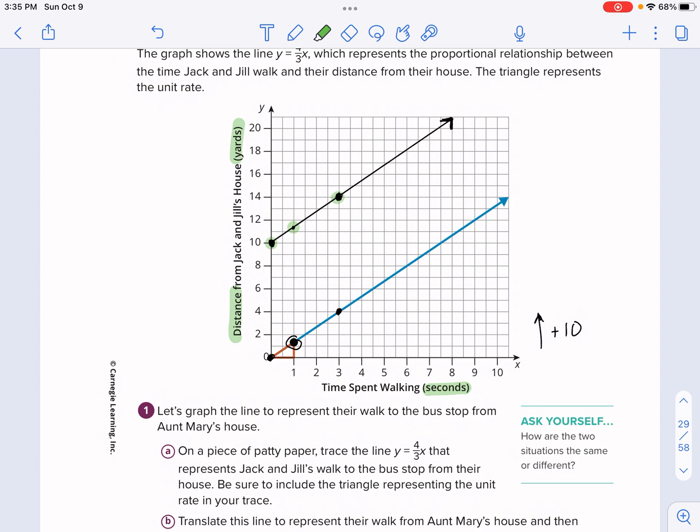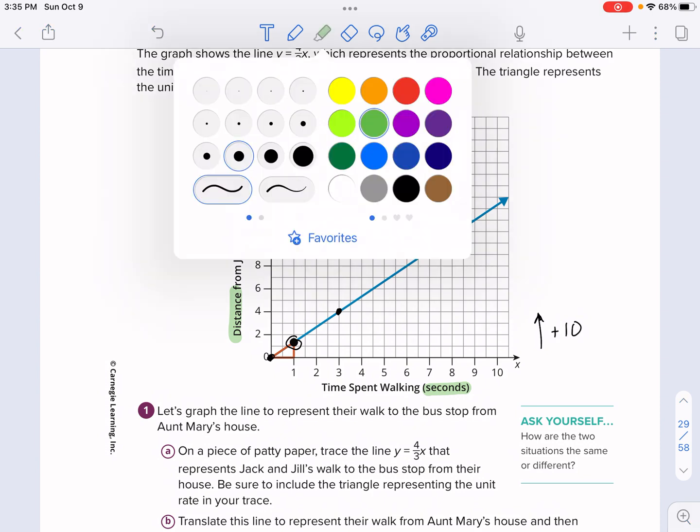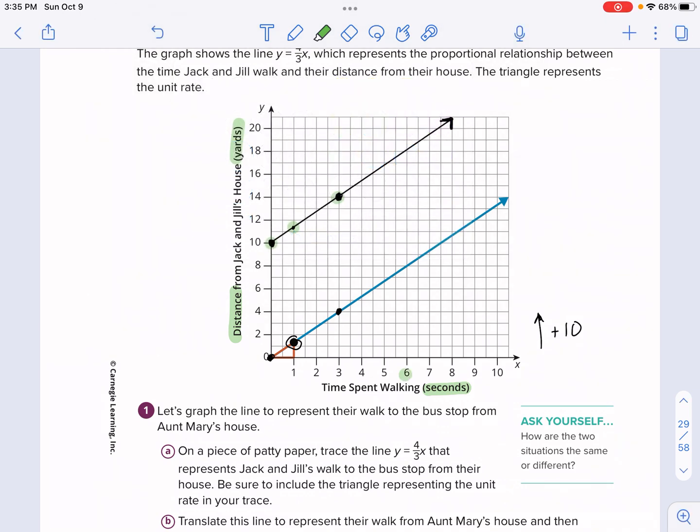So I'm going to go 6 to the right. So 6 to the right is right here. But I'm not going to put a point there. We have to go up 18. And that looks like that point's a little bit off, actually. Should be right here. And let's see if we can do a little bit better job drawing this line.